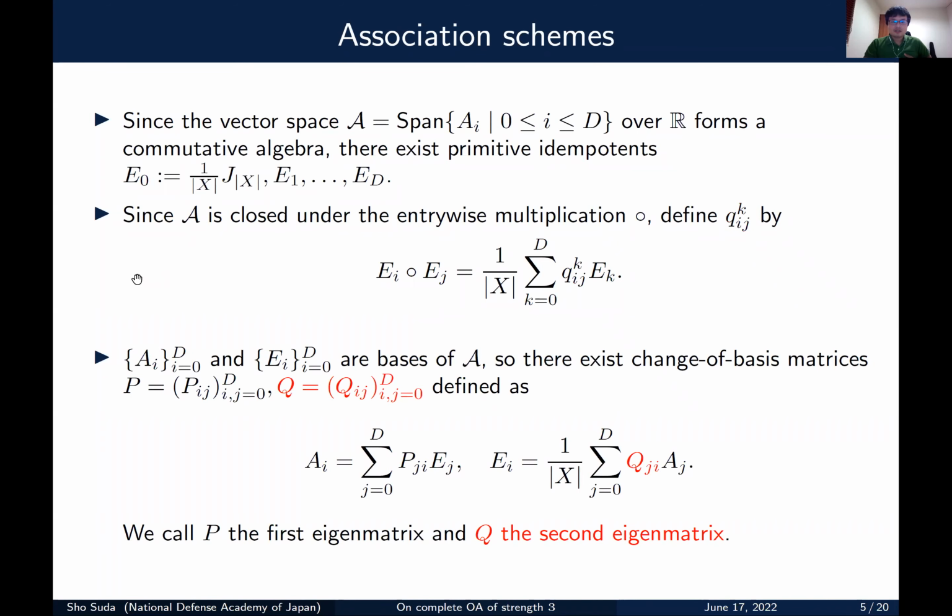The second one is the second eigenmatrix. These two sets of matrices are bases of this vector space, so there is a change-of-basis matrix denoted by P or Q. If we write E_i as a summation of the A_j, and collect its coefficients Q_ji, we call the matrix Q the second eigenmatrix. The second eigenmatrix and the Krein parameters q_ij^k play a very important role in this talk.